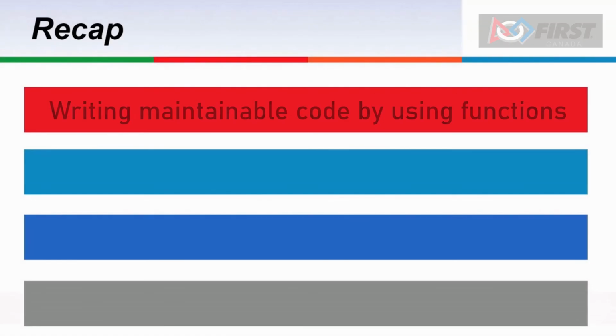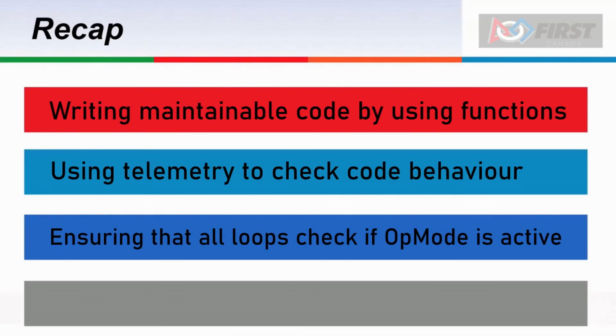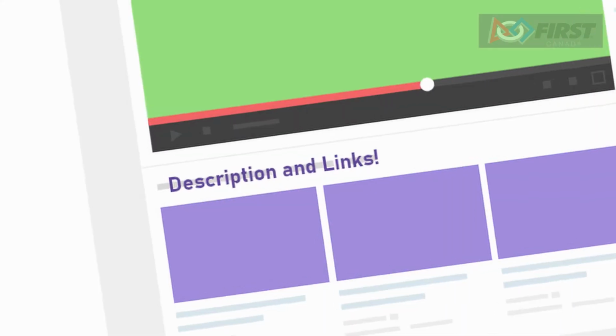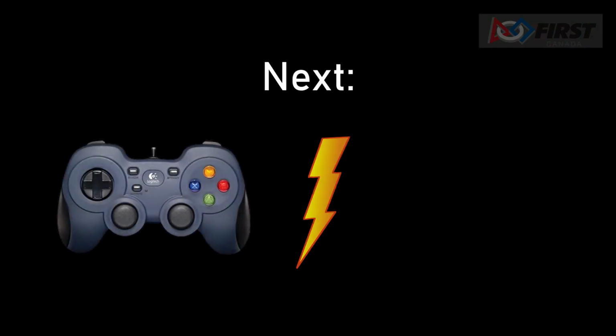Hopefully, you learned about writing more maintainable code using telemetry for debugging and how to write code that can be stopped. If you had trouble with the final challenge or just want to check your work, our solution has been linked in the description below this video. In our next tutorial, we will begin to start moving the robot based on the controller.